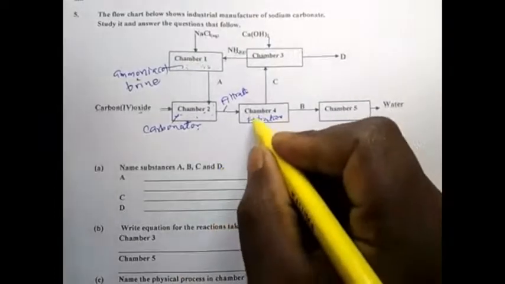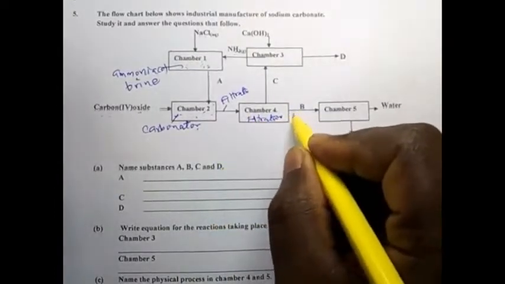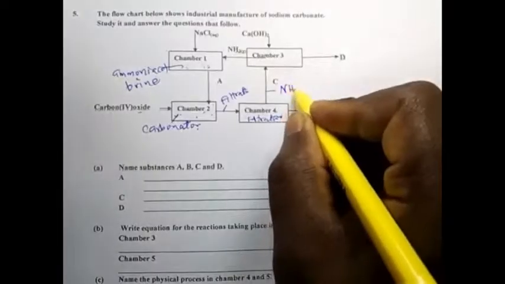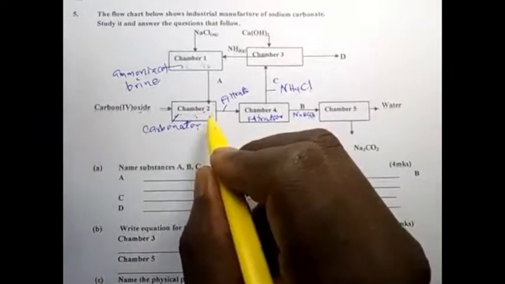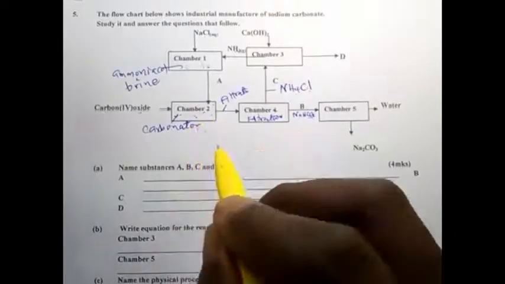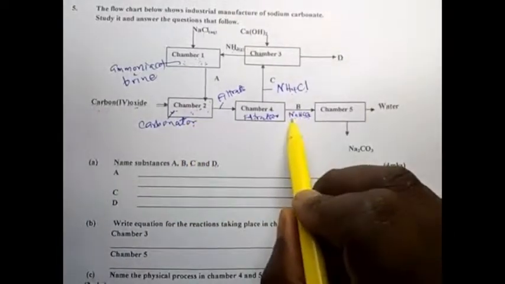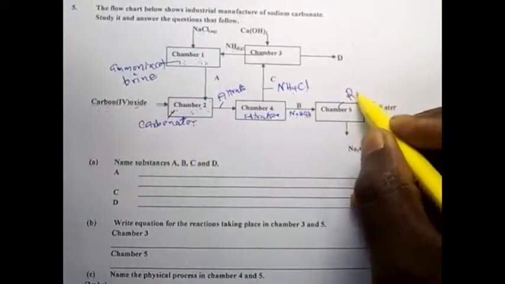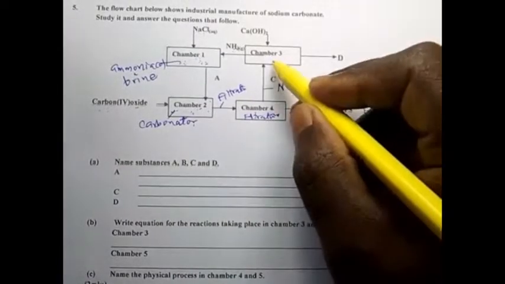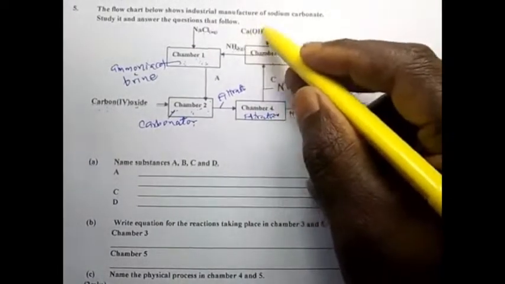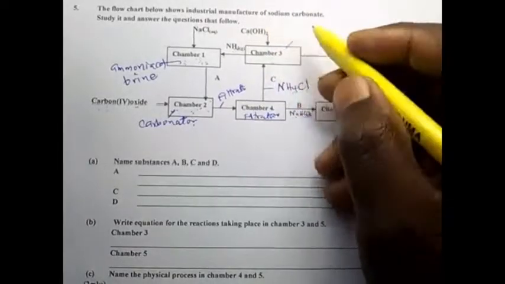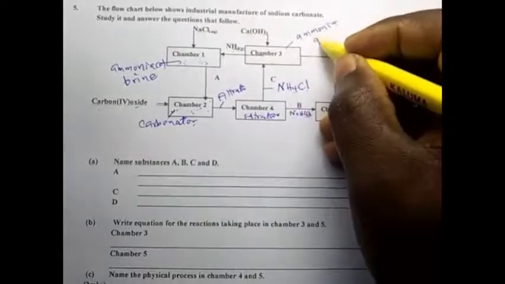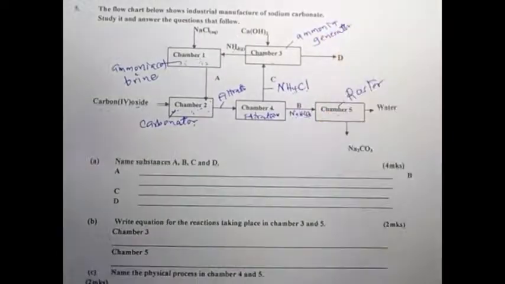Right? Filtration. We have the solid, which is sodium hydrogen carbonate, and here, the two products that are formed in the carbonator. So after this separates out, this one goes to the roaster. And in chamber 3, we are seeing calcium hydroxide getting into it. So this one is the ammonia generated. What are we going to do?